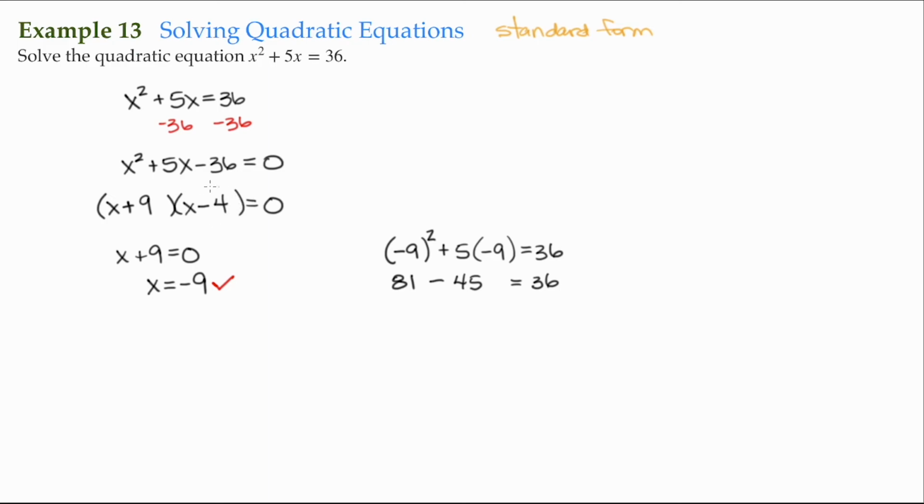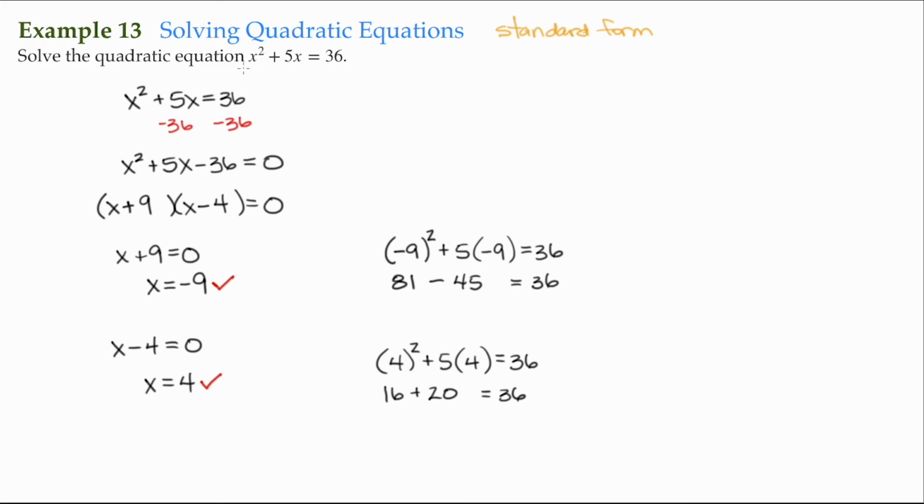Or this binomial can be 0. So let's set that one to 0. X minus 4, that's equal to 0. We simply solve. X is equal to 4. We'll go ahead and use that. So we'll have x squared plus 5x. Does that equal 36? 4 squared, 16. 5 times 4, that's 20. That does equal 36. So this seems to work also.